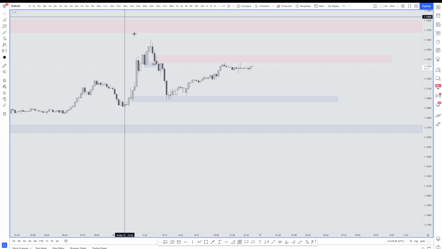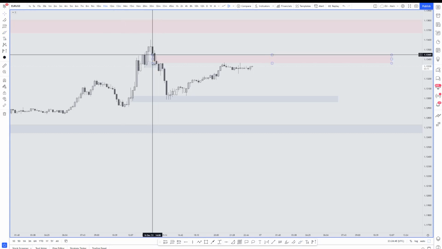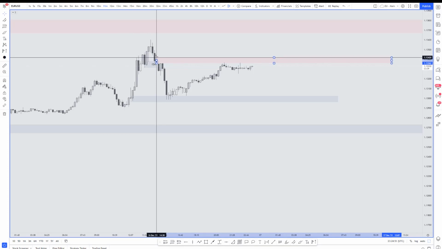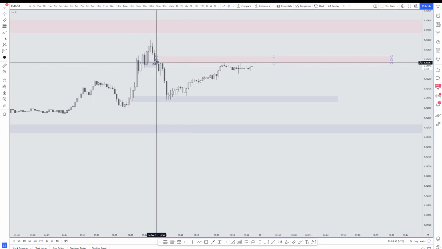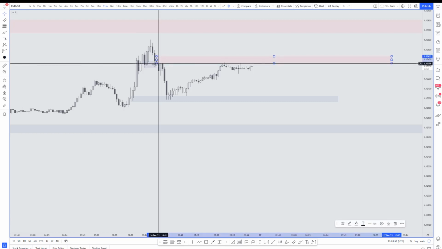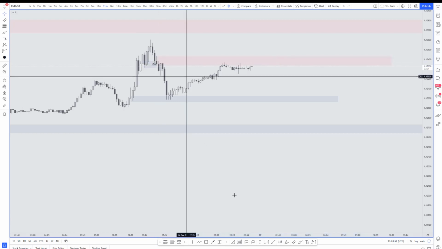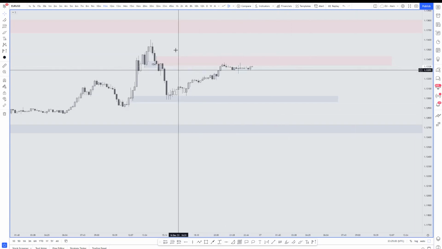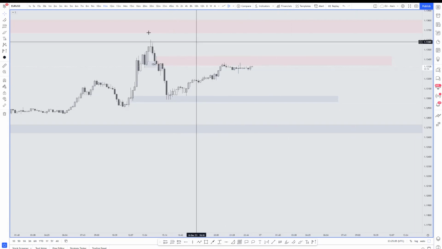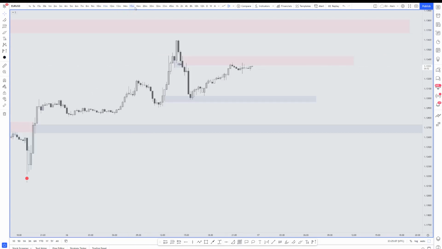So if you really dial in here on the 11-minute, I can tell that the move actually came from here that took out the reaction point. So this is, to me, a more precise point. And as you can see, we've already tapped it. On a 15, that's hard to see sometimes. But play with your time frames, and you're going to find incredible things.